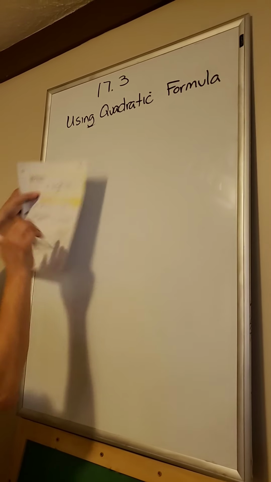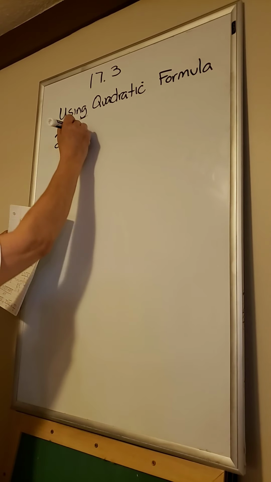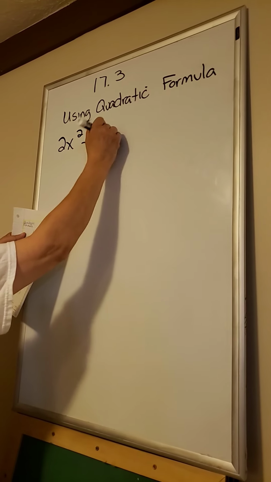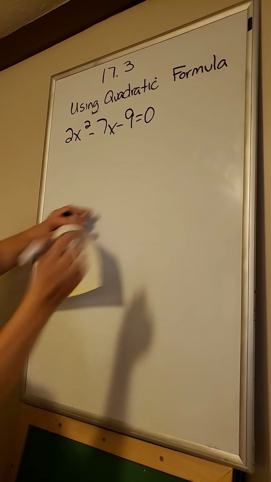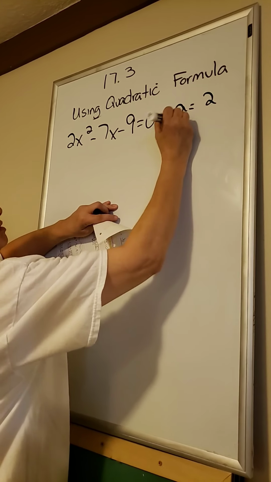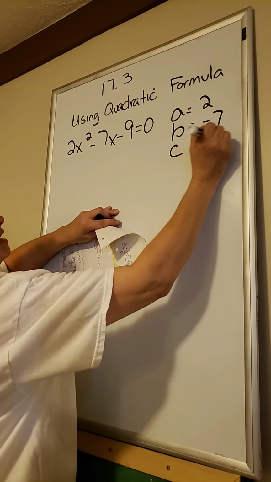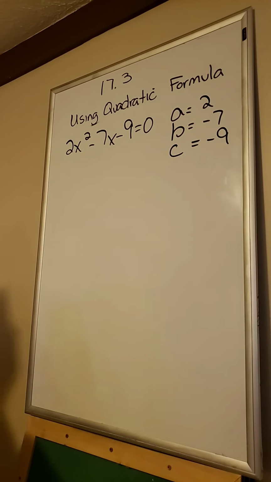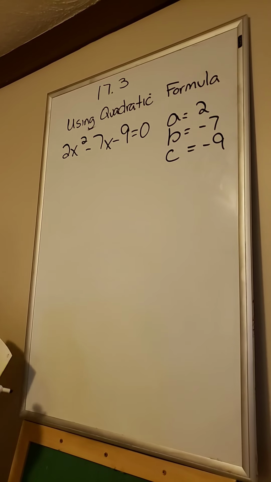All right, so number 2, your next one is 2x squared minus 7x minus 9 equals 0. It's already in standard form. So my A is a positive 2. My B is a negative 7. My C is a negative 9. Then I can go ahead and plug these into my quadratic formula.